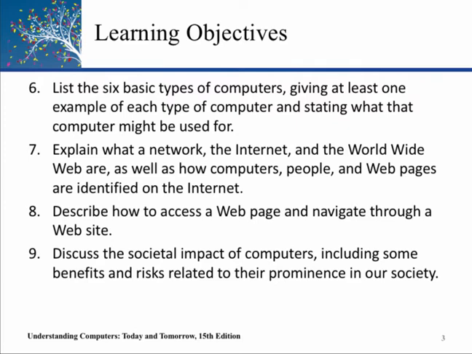We also want to explain what a network is, what the internet is, and what the World Wide Web is. Now, these broadly are networks, but we'll talk about the differences between those. And after that, we'll look at how to access a website, what that URL means, what a URL is. And then finally, we'll discuss kind of the societal impact of computers. So we have a pretty long laundry list of things we want to accomplish in this chapter.